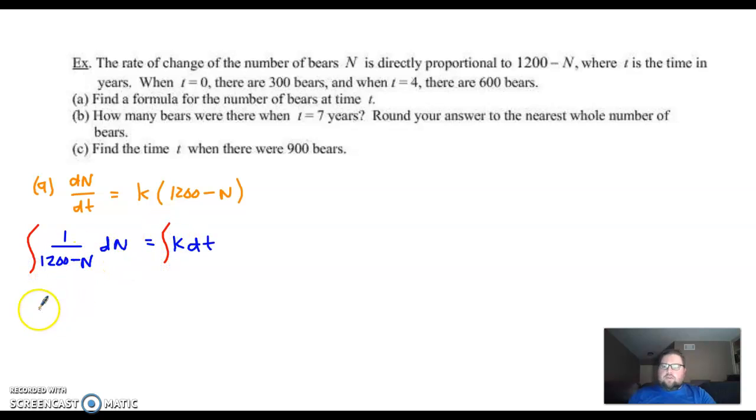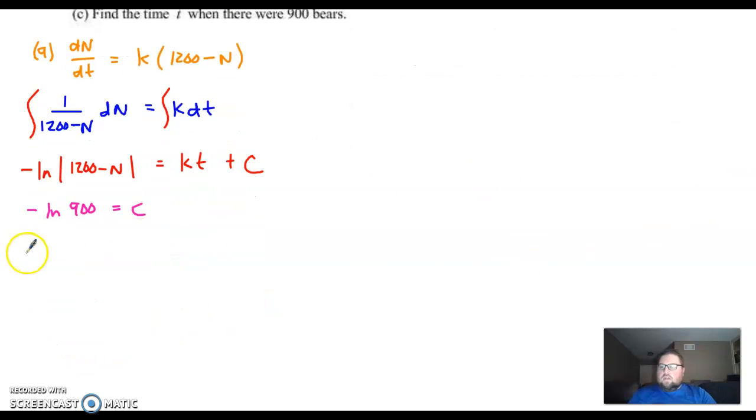Okay, once again with an n to the first power we get a natural log of the absolute value of 1200 minus n. But since it was a negative n, we're going to end up with an extra negative constant in front of that. And then over here we get kt plus c. All right, let's plug in our initial conditions and figure out what our constants are. So negative natural log of 900, plugging in 300, is equal to c. All right, so we'll rewrite our equation here. Negative natural log, absolute value of 1200 minus n is equal to kt minus natural log of 900.